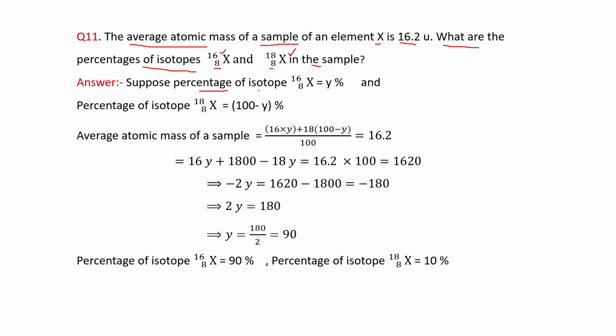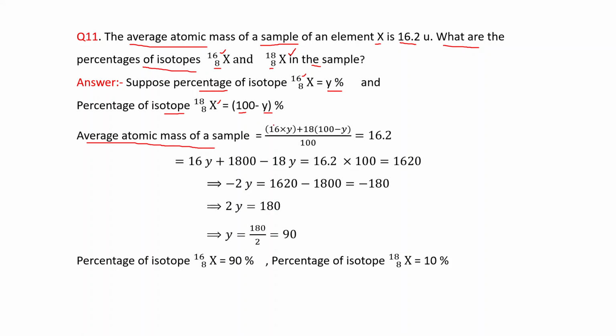Suppose the percentage of isotope X16 is Y%, and the percentage of isotope X18 is 100 minus Y%. Now, use the formula for average atomic mass. How can we calculate the average atomic mass of a sample?